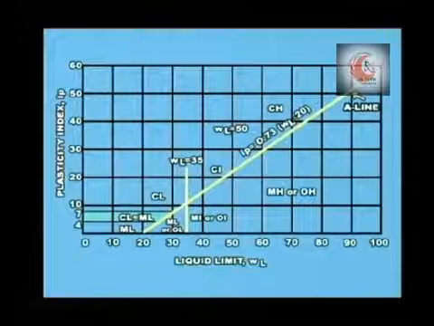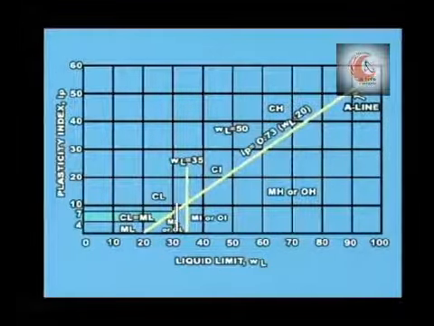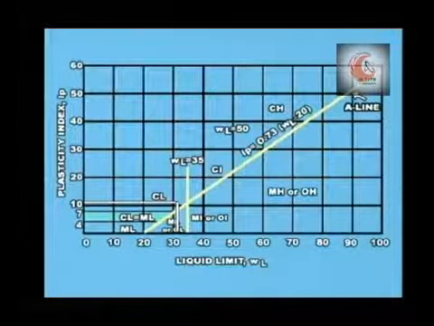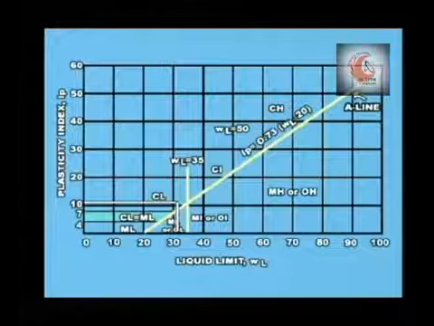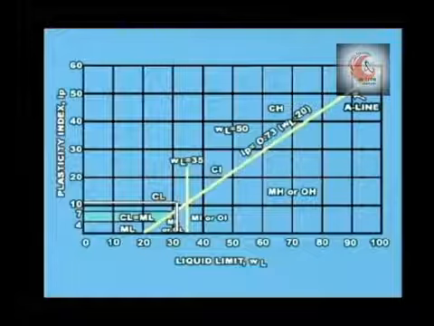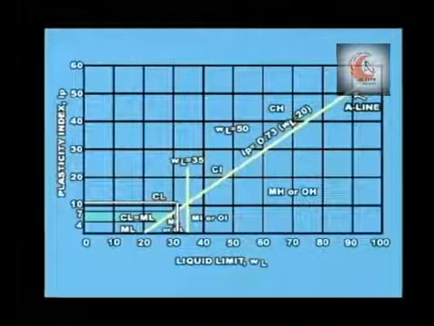Finally, to classify the soil, we refer to the plasticity chart as per IS code 1498. In this case, the liquid limit is 31.5 and plasticity index is 10.34. Thus, the soil is of CL type, that is clay with low compressibility. Similarly, we can classify soils of different values of liquid limit and plasticity index.